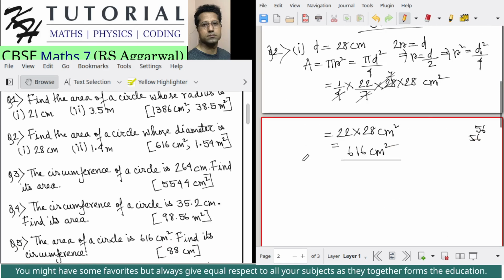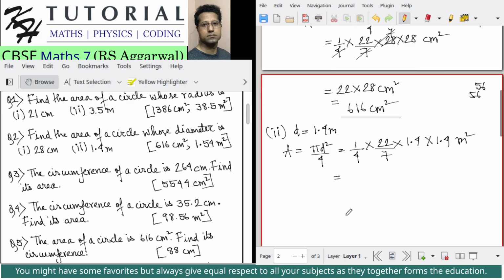Part 2. For part 2, the diameter is given as 1.4 meter. So we know that area is equal to pi d square by 4. So this will be equal to 1 by 4 multiplied by pi, which is 22 by 7 multiplied by d square. D square is 1.4 multiplied by 1.4, this much meter square.